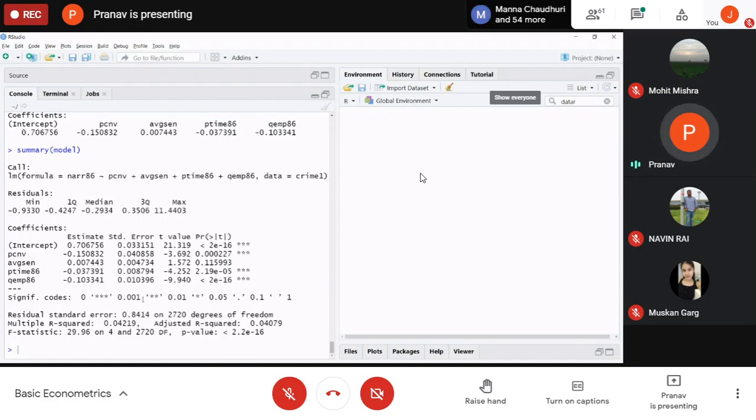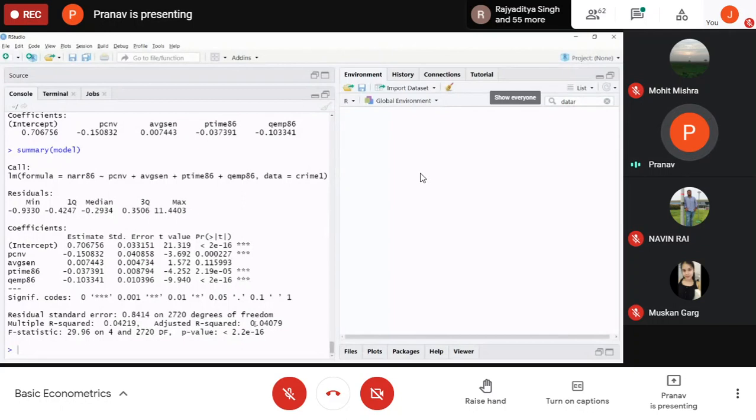Now these star signs are the significant codes, that is whether they are statistically significant at 99% or 95% or 90% or 85% or 80%. These significance codes are there for what is statistically written as alpha. Now this residual standard error is given as 0.8414. Degrees of freedom, you already know: you had 2725 observations and 5 independent variables including the constant, so the degrees of freedom left are 2720. This is the multiple R squared.